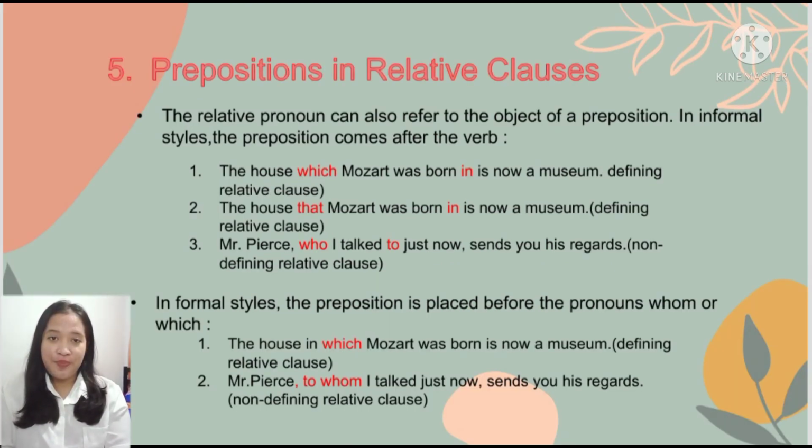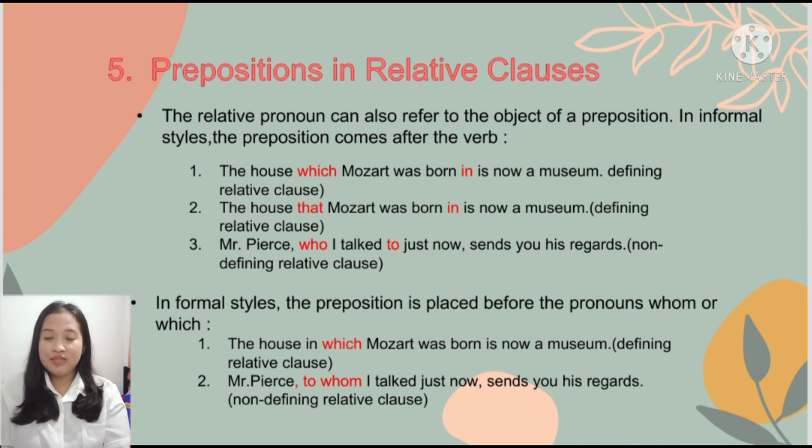The last is prepositions in relative clauses. The relative pronoun can also refer to the object of a preposition in formal style. The preposition comes after the verb. For example, number 1 is the house which Mozart was born in is now a museum, a defining relative clause. Number 2 is the house that Mozart was born in is now a museum, a defining relative clause. Number 3 is Mr. Pierce, whom I talked to just now, sends you his regards, a non-defining relative clause.